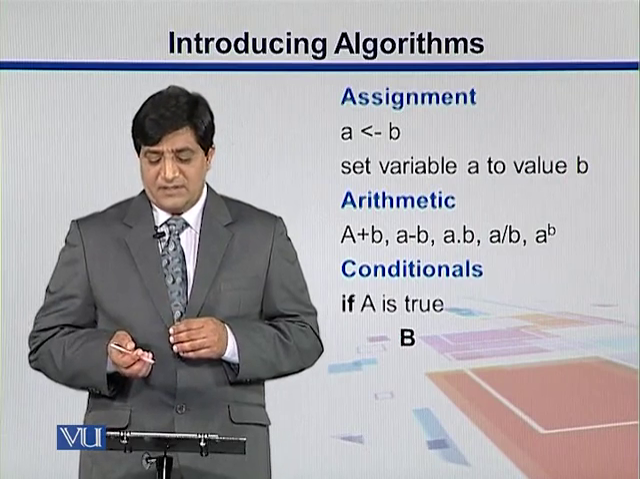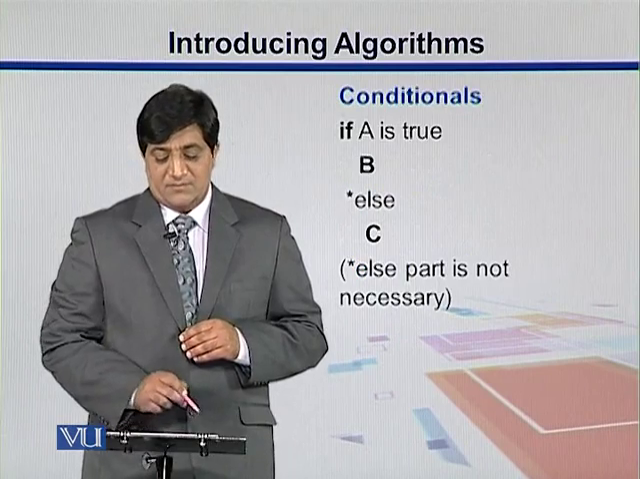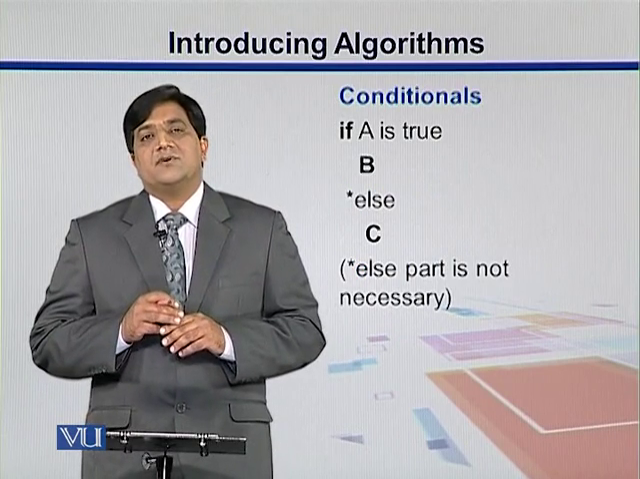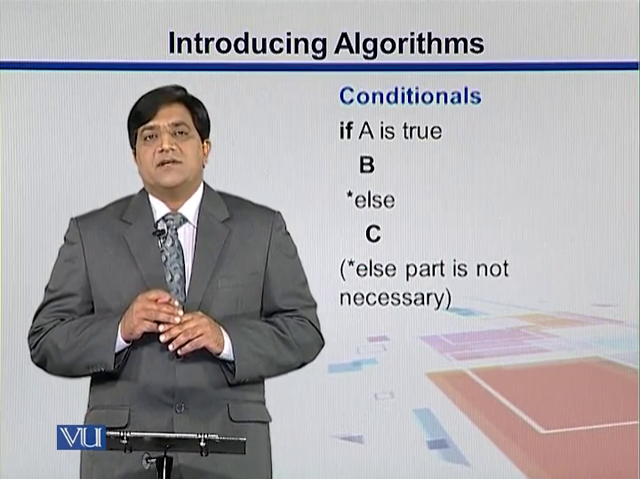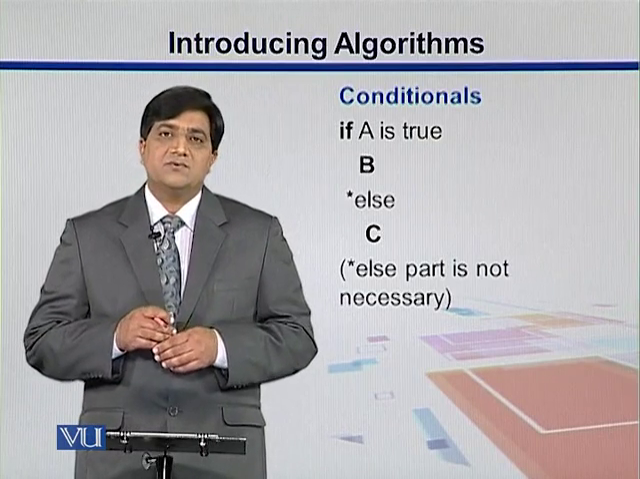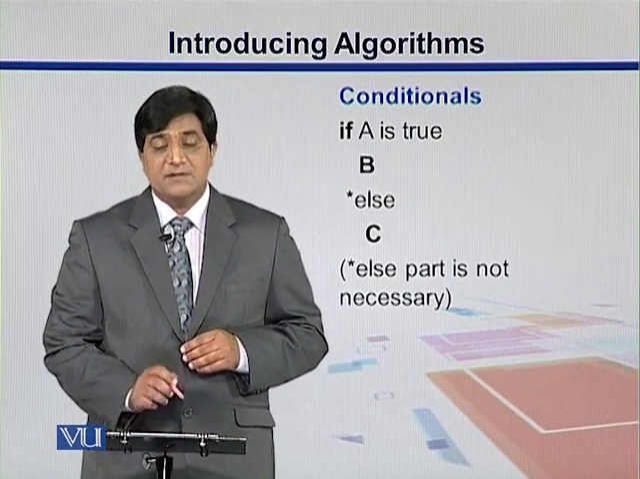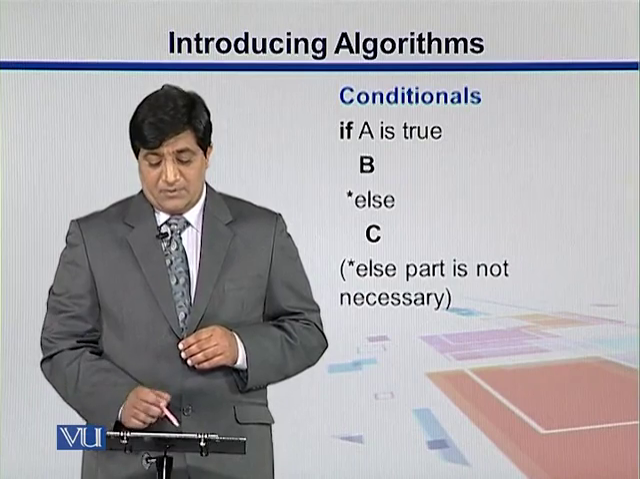So here what we are saying is that if A is true, do B, and sometimes we have an else part also. So if A is not true, what to do then? Then it will look into what to do in the else part. So here we say if A is true, do B, else do C. But as I said earlier, else may not be an important part.